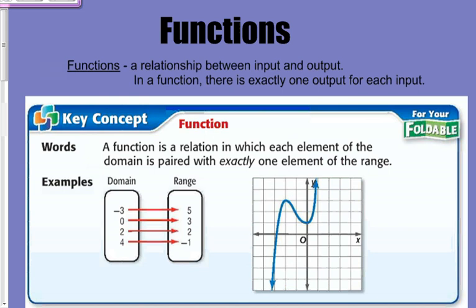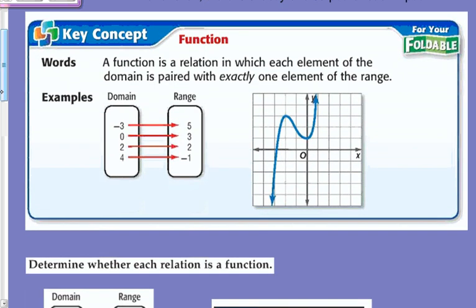Okay, I'm going to say that again. The x can happen only once, each x only once, but the y can happen more than once. So a function is a relationship where each element of the domain, the x, is paired with exactly one element of the range. Each element of the domain has one element of the range. The graph here with the squiggly line, that's also a function.